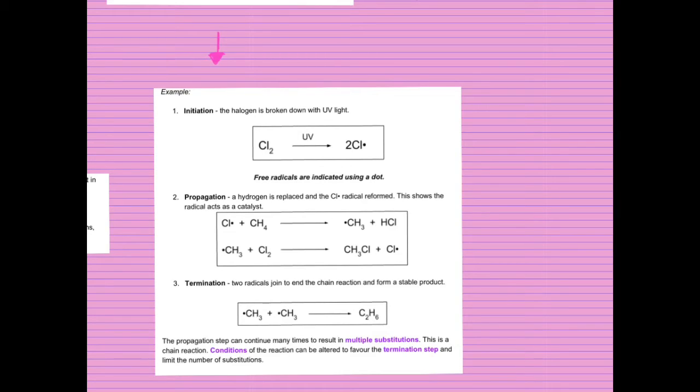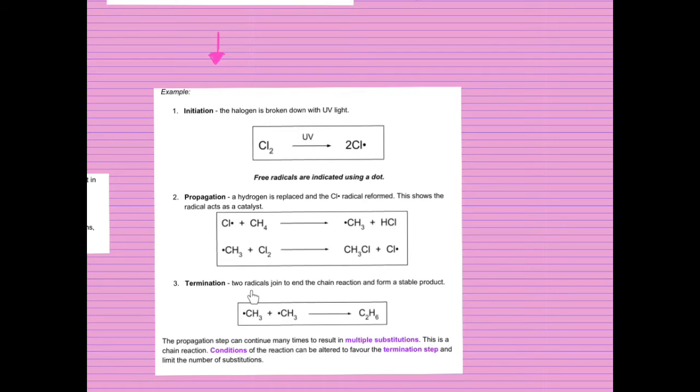Next stage then is called propagation. A hydrogen is replaced and the chlorine radical reforms. This shows the radical acting as a catalyst. So over and over again, we're making different things. In this case, we made a methyl free radical, we made another chlorine free radical. This propagation stage can go on and on and on, okay?